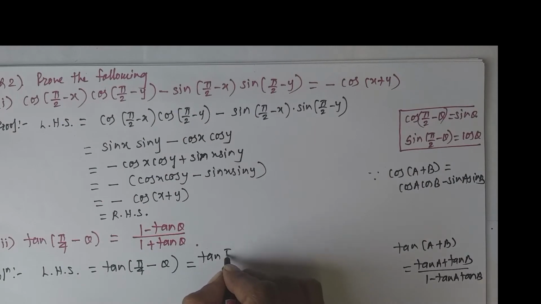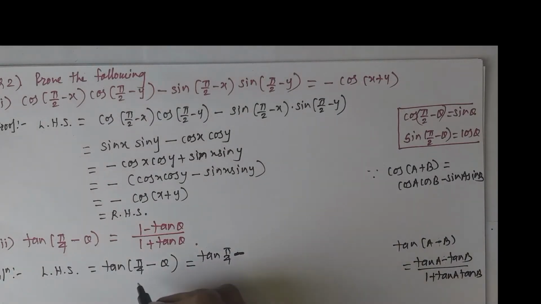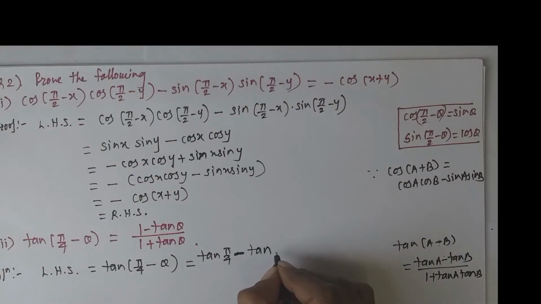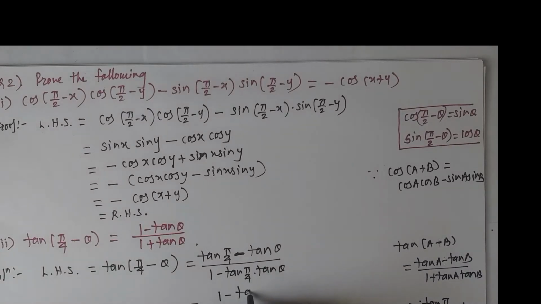Here tan A is pi by 4, B is theta, with a minus sign. We will use the formula tan(A minus B) equals (tan A minus tan B) divided by (1 plus tan A tan B). Here A is pi by 4, B is theta, therefore tan(pi by 4 minus theta) equals (tan pi by 4 minus tan theta) divided by (1 plus tan pi by 4 into tan theta). We know the value of tan pi by 4 is 1, since pi by 4 means 45 degrees. Therefore we keep the value of tan pi by 4 as 1, and 1 into tan theta means tan theta.